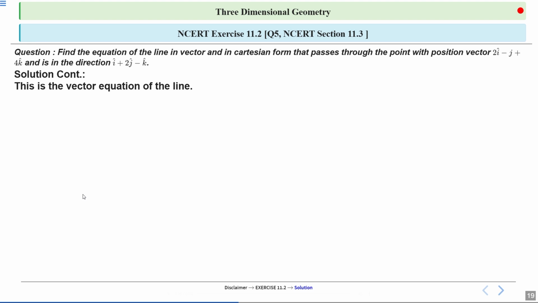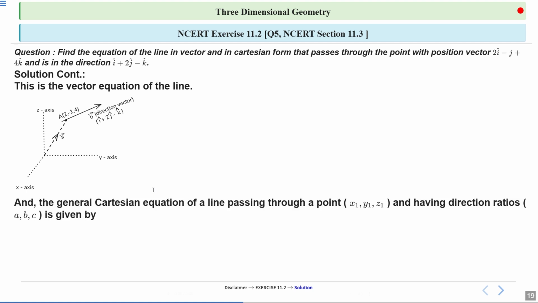So this is the vector equation of the line. Here is a visual representation of the line in 3-dimensional space. Notice how the line passes through the given point and follows the specified direction. And the general Cartesian equation of a line passing through a point x1, y1, z1 with direction ratios a, b, c is given by x minus x1 divided by a equals y minus y1 divided by b equals z minus z1 divided by c.